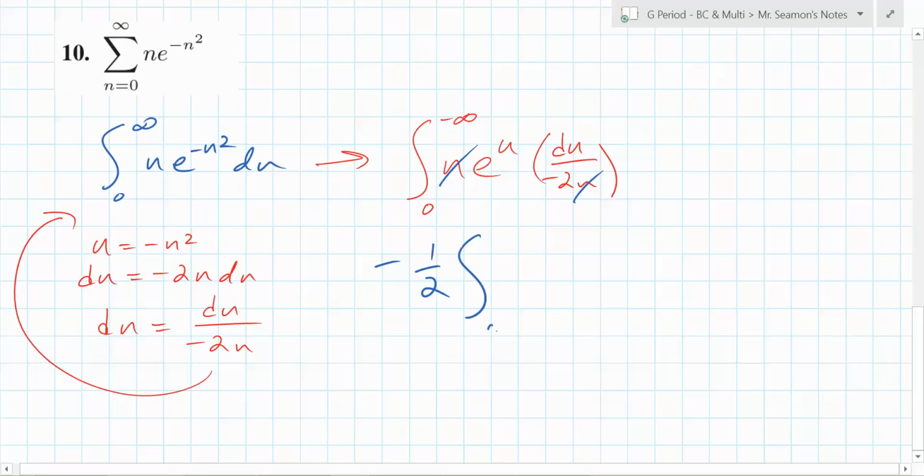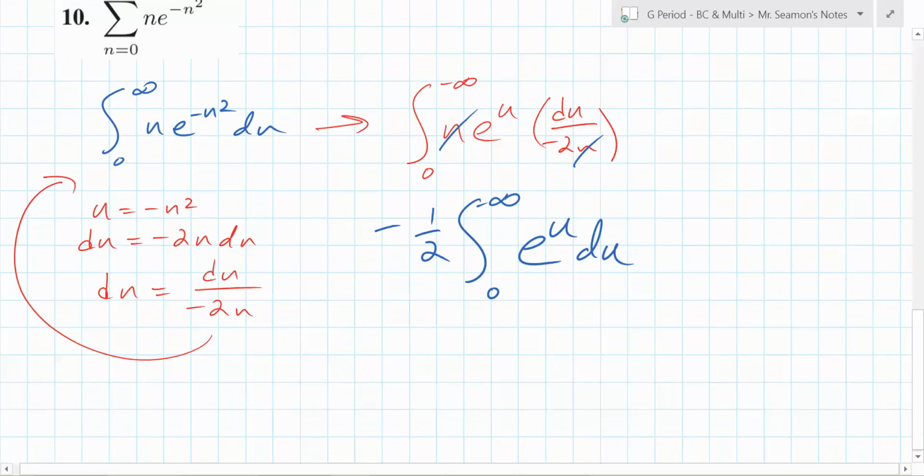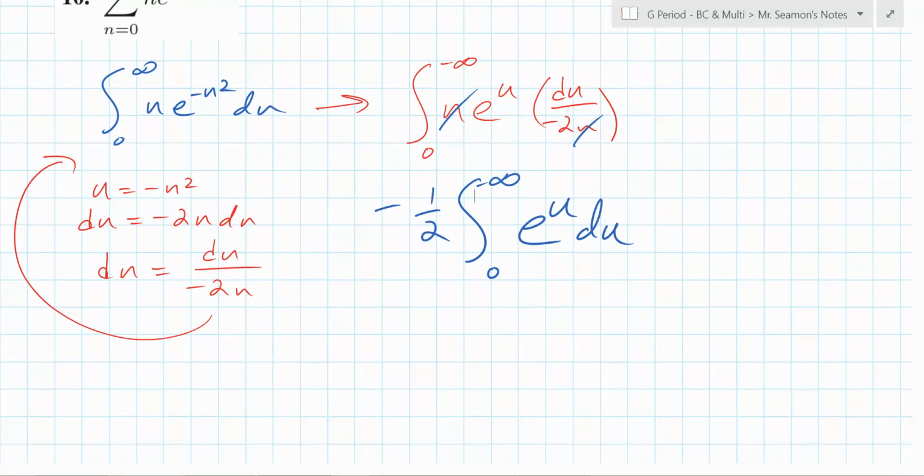I'll do this. e to the u du. How's that? And we went like this, right? That's what we were talking about. Now here's the thing. Can you plug in negative infinity into an integral? No, you can't. So when you do this, this is what kind of integral? Indefinite integral. So we need to turn it into a limit after we integrate, right?